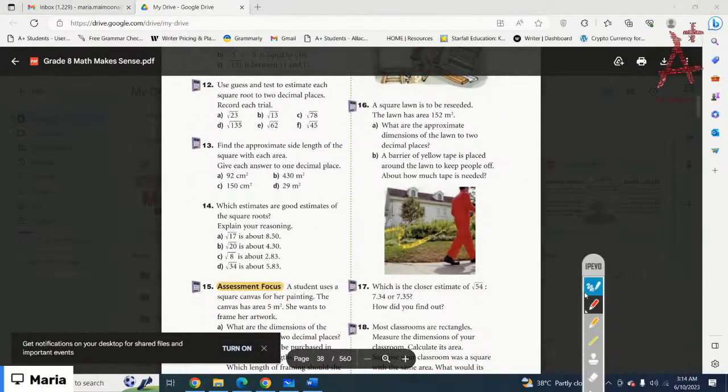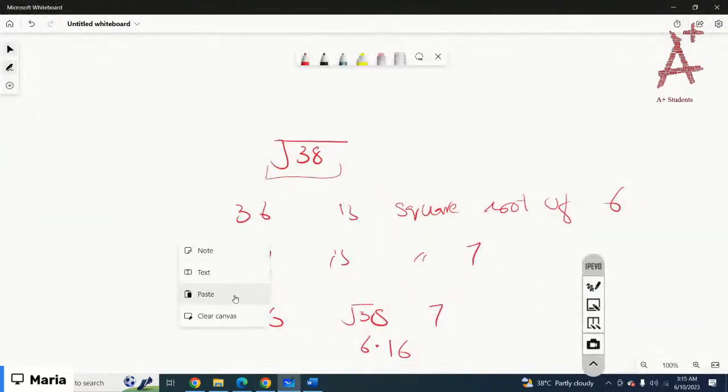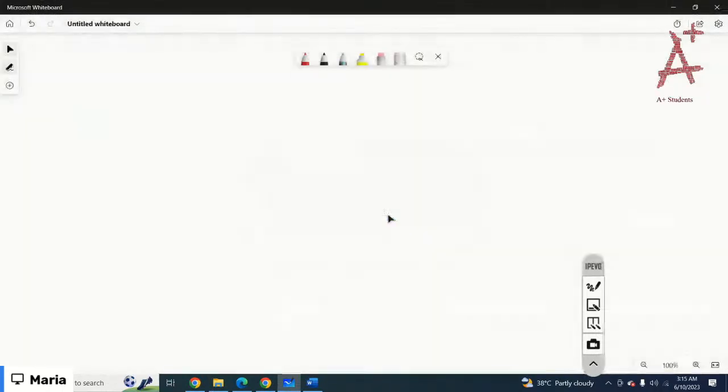Let's look at question number 13. Find the approximate side length of the square with each area. Give each answer to one decimal place. So you have 92. Got it? You have to find the approximate side length. You are given the area of the square, which is 92. You have to calculate the approximate value.